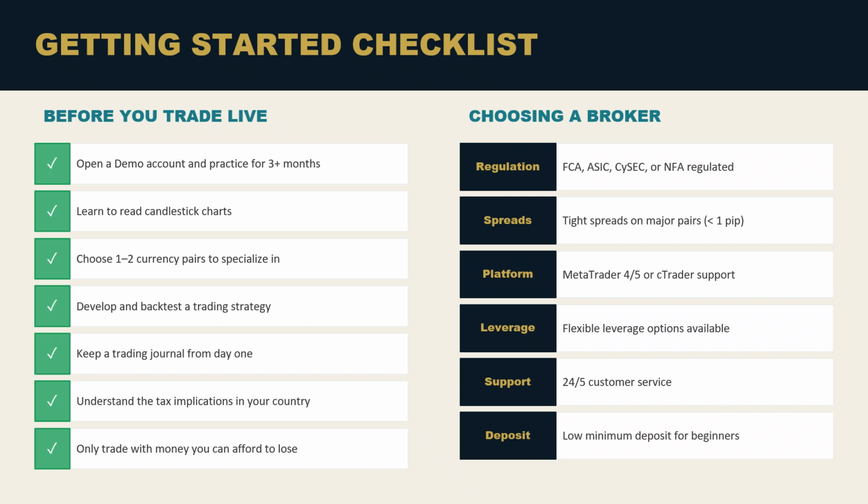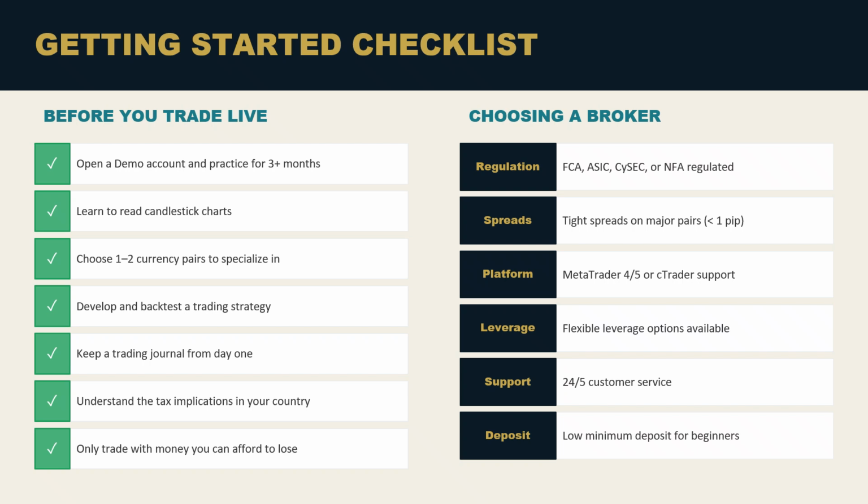Keep a trading journal from day one. Write down every trade, why you took it, and what the outcome was. This is your most powerful learning tool. Understand the tax implications in your country. Forex trading has tax consequences, and you need to be aware of them. And the most important rule of all, only trade with money you can afford to lose. This isn't just a cliche. It's a fundamental rule for your survival and your sanity.